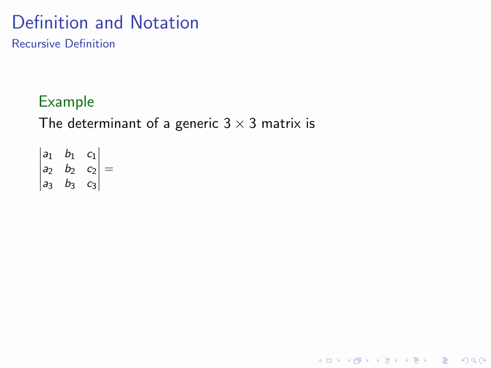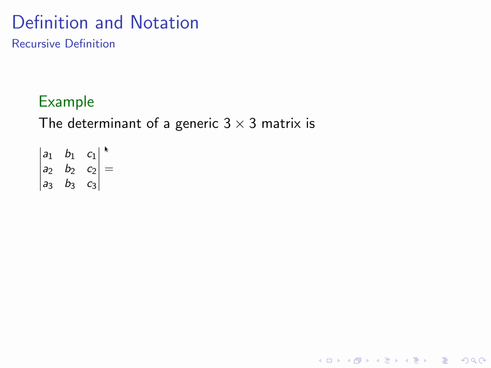Okay, so now let's apply the formula for the determinant of a 3 by 3 matrix. To find the determinant of a generic 3 by 3 matrix, we should be able to just follow the formula like we did before. Two key things to remember are that since this is a 3 by 3 matrix, the formula says we should have 3 terms. And the second thing to remember is that each one of those 3 terms should involve the determinant of a 2 by 2 matrix. And we just found the formula for the determinant of a 2 by 2 matrix on the previous slide.